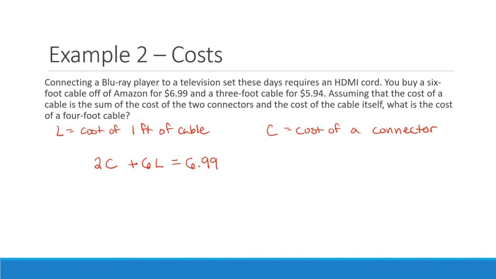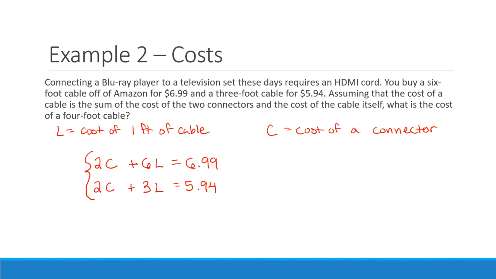Now the other cable, we have a 3-foot cable. That also has 2 connectors, so that part's exactly the same, but the difference is now it's 3 times L. And that is $5.94. So I've got two variables, two equations. That means I have my system, and I add my little brace to indicate that this is the system I'm solving. This system is very easy to solve with elimination, because you've got 2C and 2C. All you would need to do is change the signs in one of the equations to add them together. So this one's super easy to do with elimination.